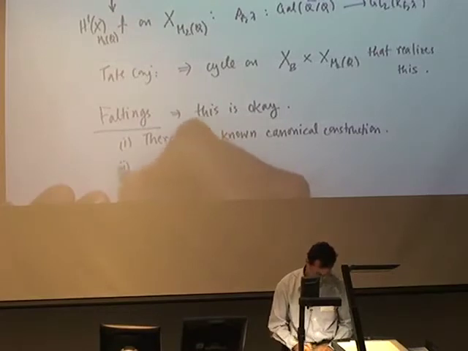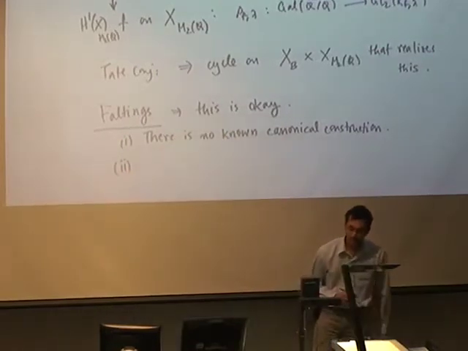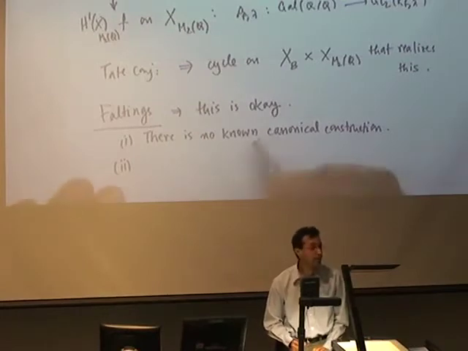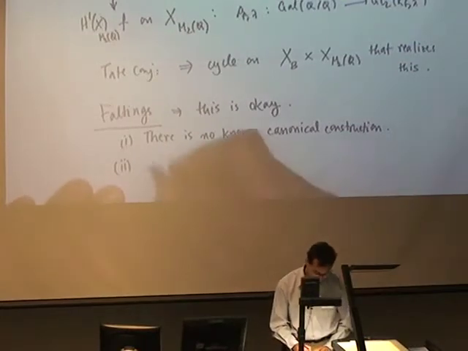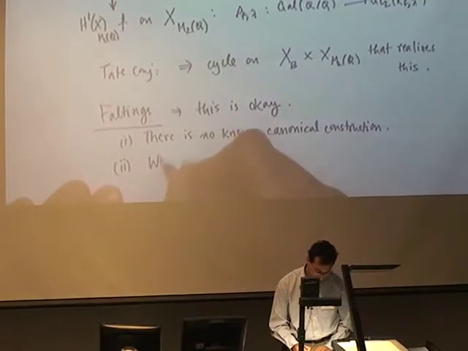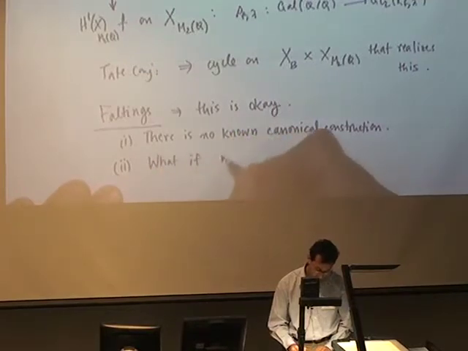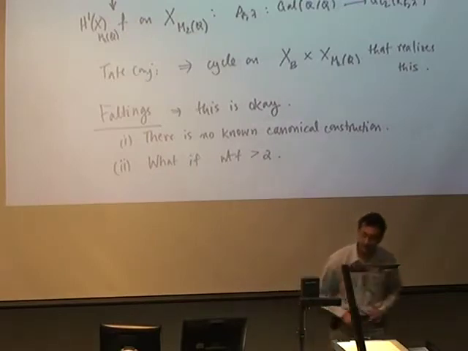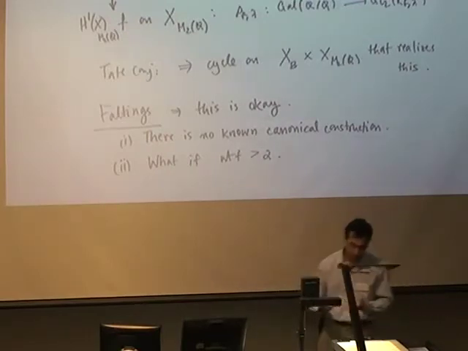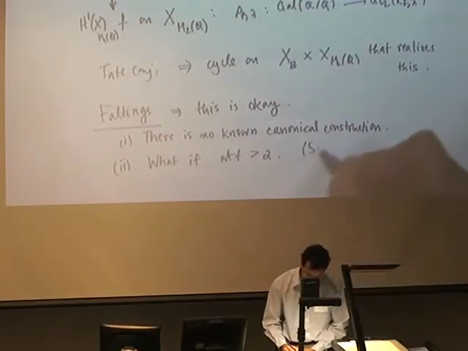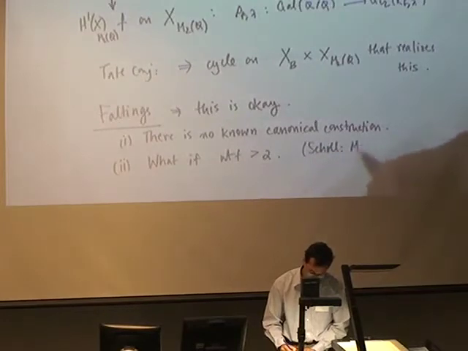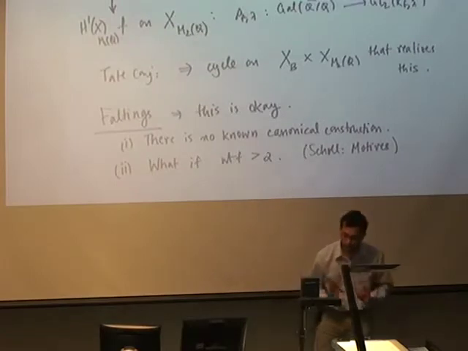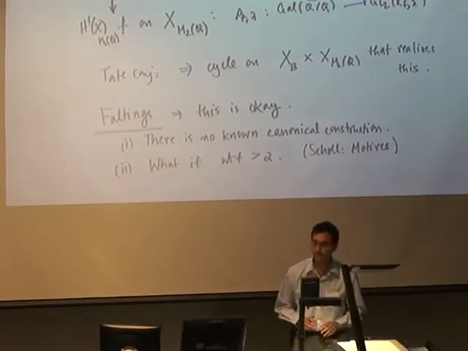So, okay. So there's no known canonical construction. Secondly, you might say, all right, we've done the case of weight 2. What happens with higher weight? So what if the weight of f is bigger than 2, right? In that case, you can construct motives. So Scholl has constructed motives associated with these modular forms. And you might ask for an isomorphism in some category of motives, and this we don't know how to do.